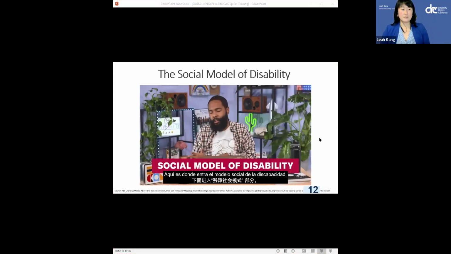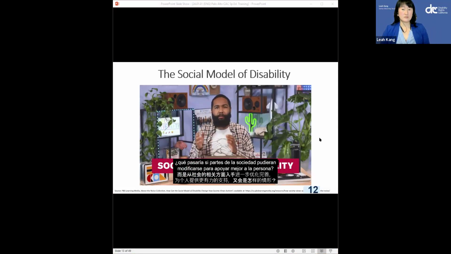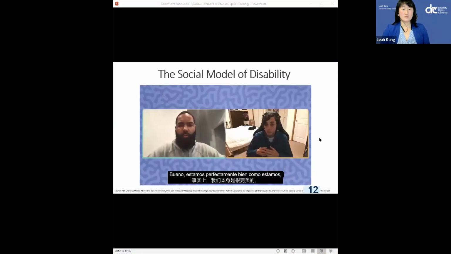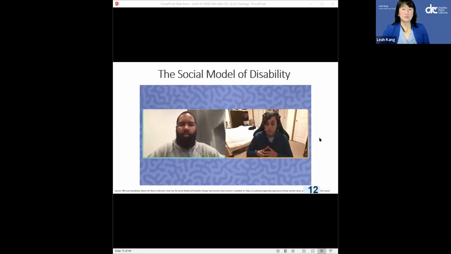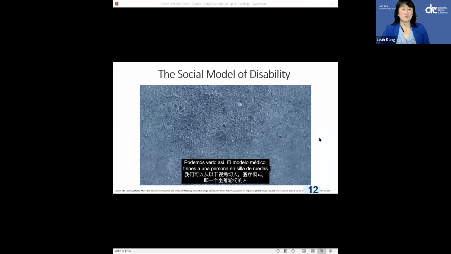This is where the social model of disability comes in. Instead of forcing someone to fit into society, what if parts of society could be tweaked to better support the person? We are perfectly fine the way we are, but we do need accommodations to be able to thrive in life.